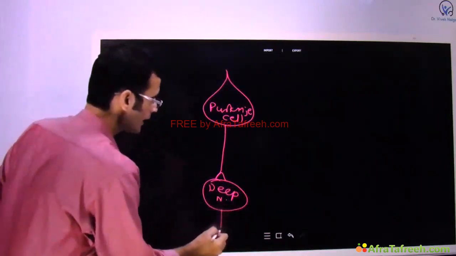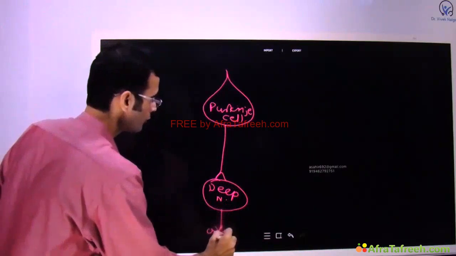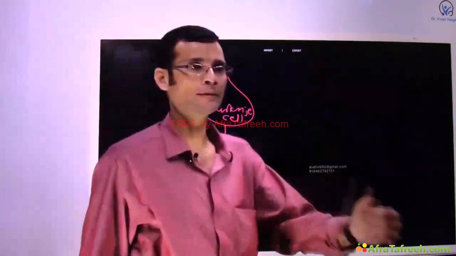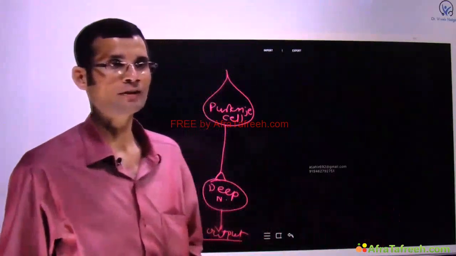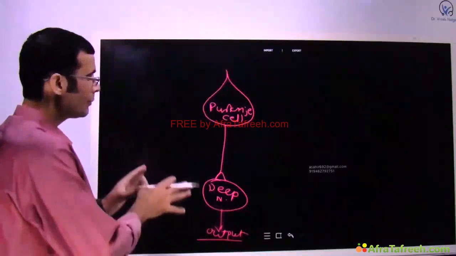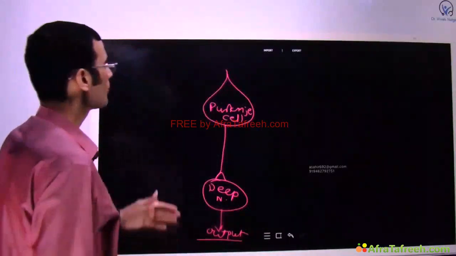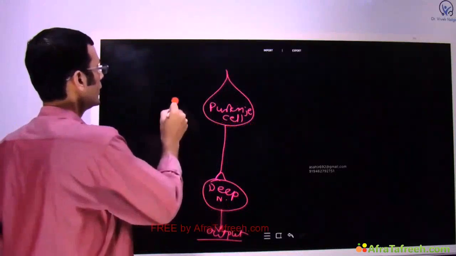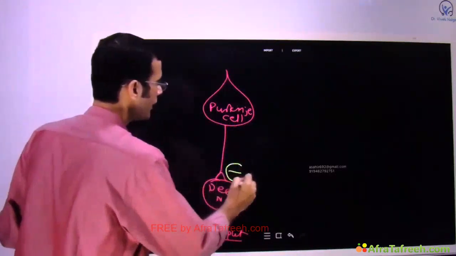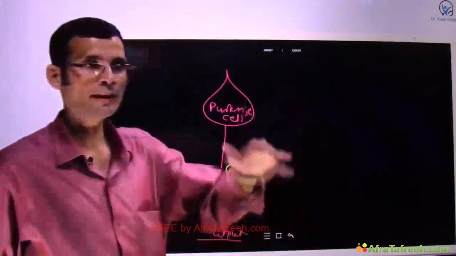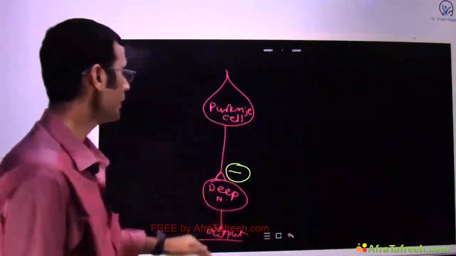The deep nuclear cell sends the output from the cerebellum, which goes to various parts. It will go to the muscles, it will adjust the muscle contractions, it will go to the cortex. The deep nuclear cell is sending the output, but the Purkinje cell is exerting an inhibitory influence on the deep nuclear output. It's constantly exerting an inhibitory influence on the deep nuclear output.